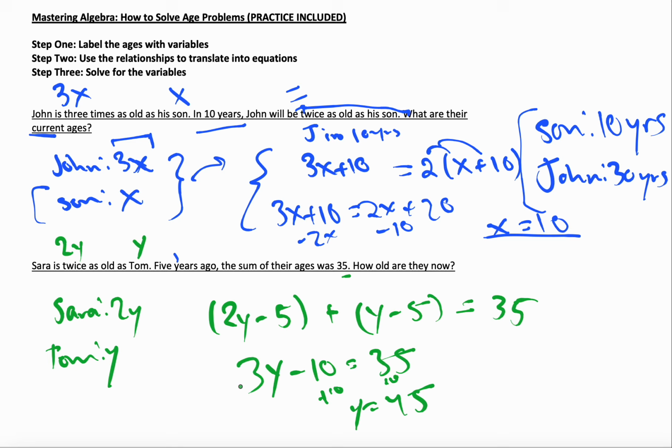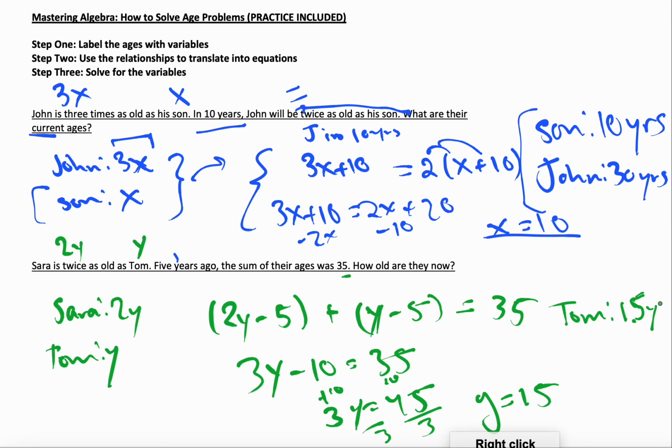Excuse me, this is 3y, because we do 2y plus y. Little mistake there. So we have 3y minus 10 equals 35, so 3y equals 45. Divide by 3, divide by 3. We have y equals 15. So Tom is 15 years old. And then Sarah is double that. So Sarah is 30 years.